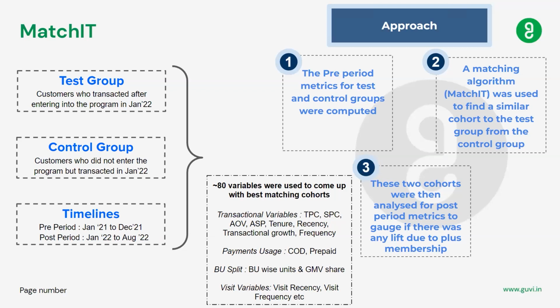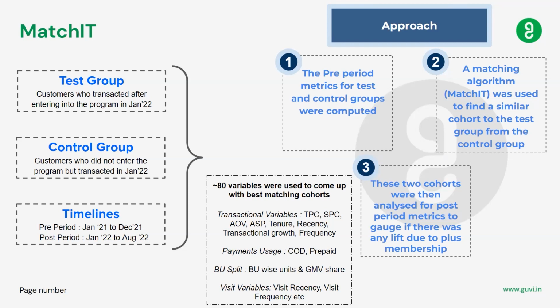The test group is basically the customers who transacted after entering the program, let's say in one month, January 22, while the control group is the customers who did not enter the program but transacted. Here you also take care that they visited the platform, so both cohorts had the intent to avail the offer, but one did not take that offer and one took that offer.